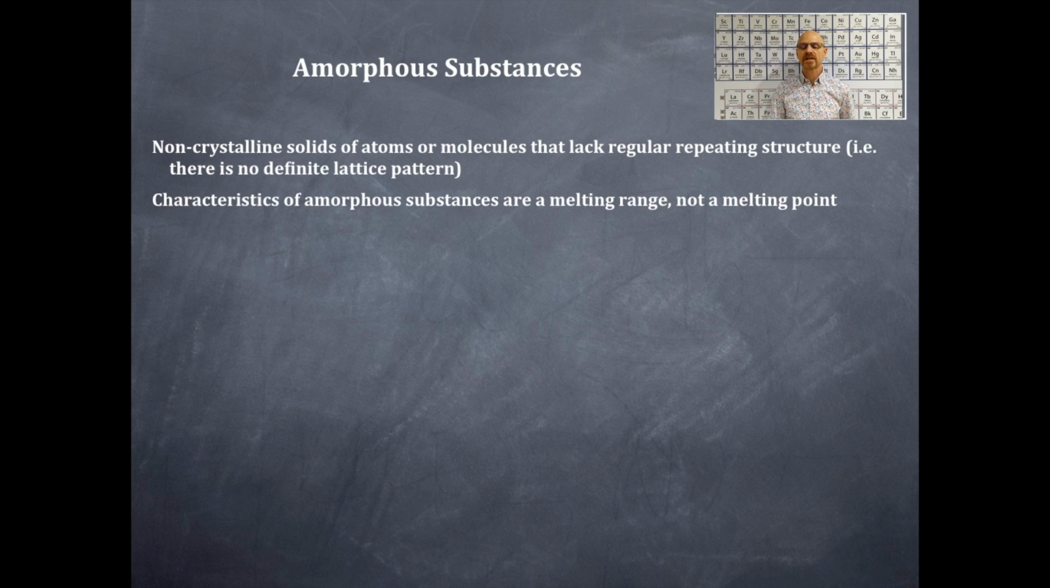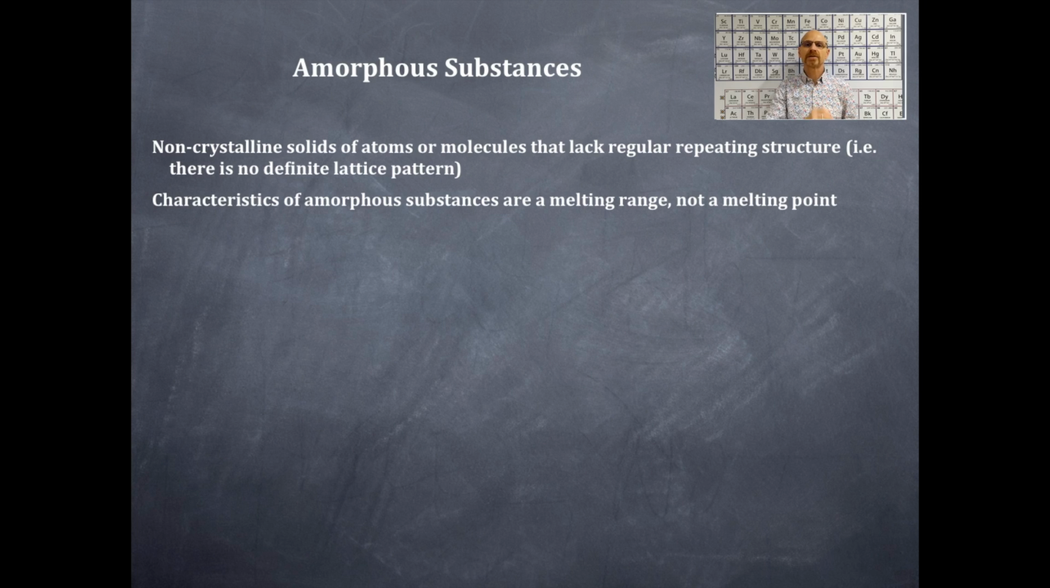Characteristics of amorphous substances is that they have a melting range, not a melting point. Okay, so if you have a pure substance, then it will have a definite melting point. So one of the key characteristics of a pure substance is that it will have a melting point and not a melting range, i.e. it will start to melt at a specific degrees of whatever it is, let's say 23 degrees, and it will end melting at 23 degrees.